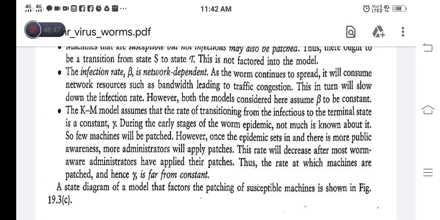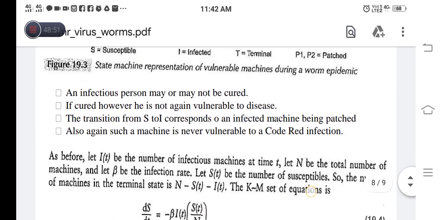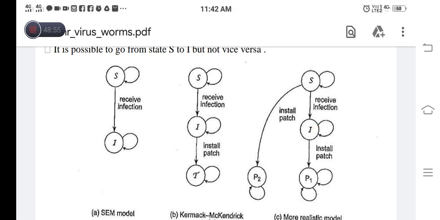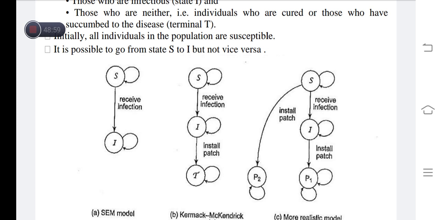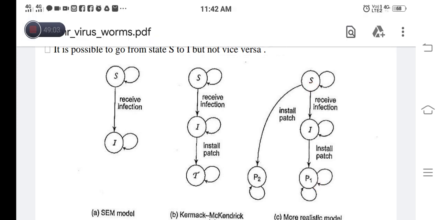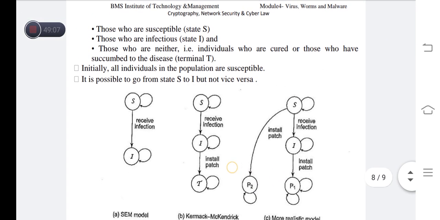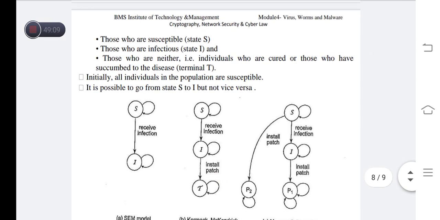That is the diagram with respect to the patching of the susceptible machines, which we see in diagram 3. Not only are the infectious machines patched here, we also see that a few of the susceptible machines are being patched. So these are the two models.